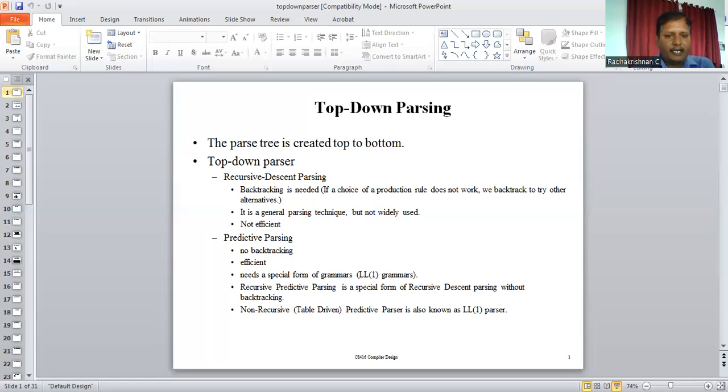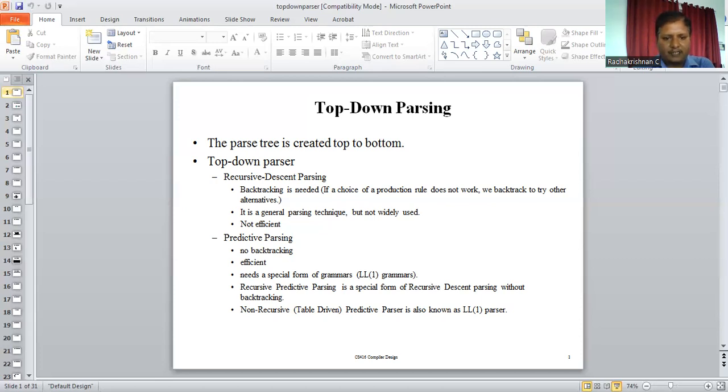Now T with id: the parsing table entry is T gives FT dash. So T is removed from the stack and FT dash is inserted into the stack in reverse order, T dash F. Now F gives id, so F is replaced by id, and id is cancelled. Next, T dash with plus: the table entry is T dash gives epsilon. So T dash becomes epsilon, and E dash remains. Now the top of the stack is E dash, with input plus id dollar.